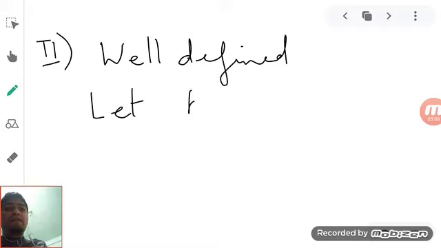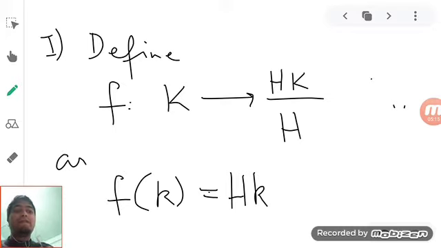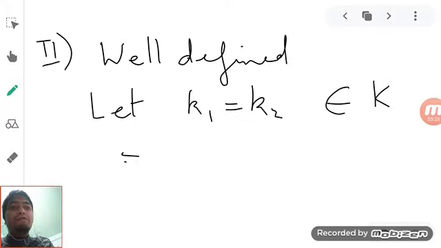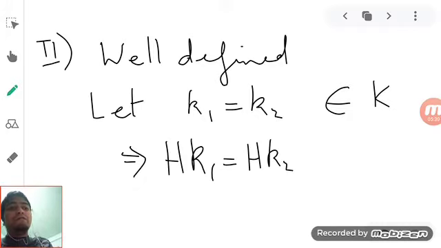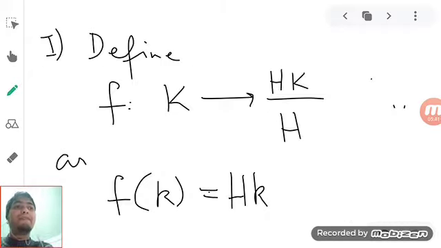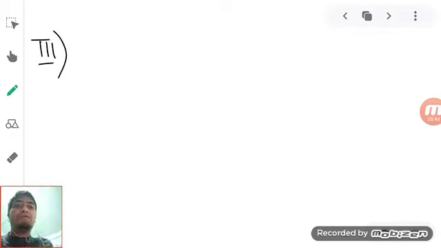Let k1 equal k2 belong to K. We will show that Hk1 equals Hk2, or f(k1) equals f(k2). But if k1 equals k2, we have Hk1 equals Hk2. So in other words, we will have f(k1) equals f(k2). So this is done. This is well defined. Number 3, what we will do is we will show that f is a homomorphism.